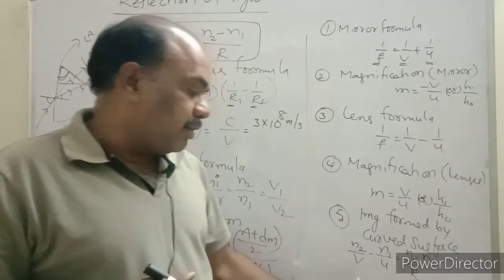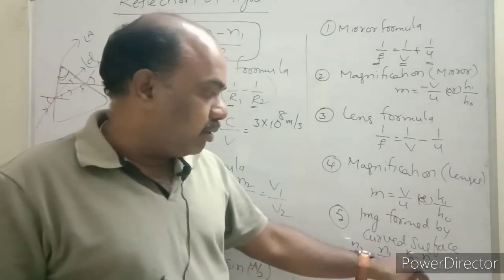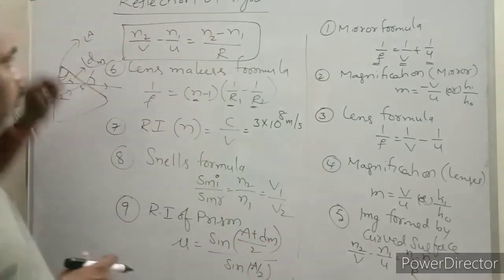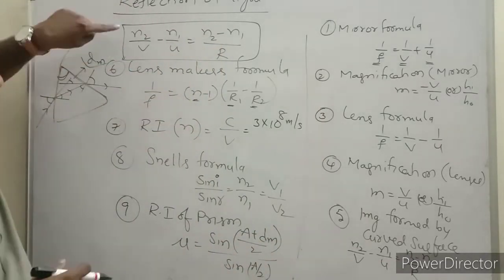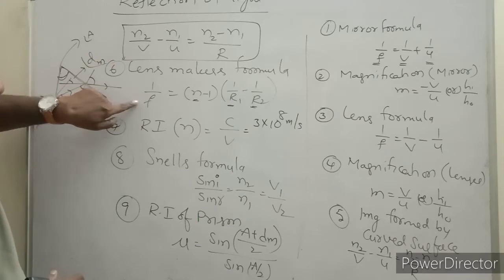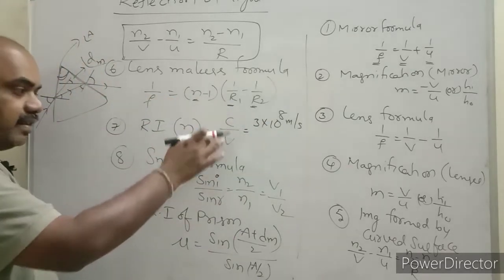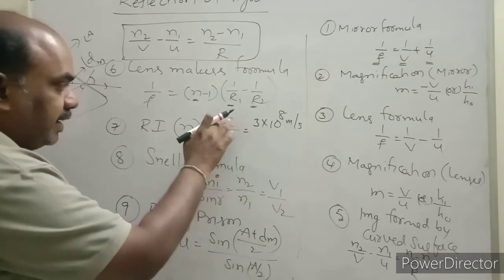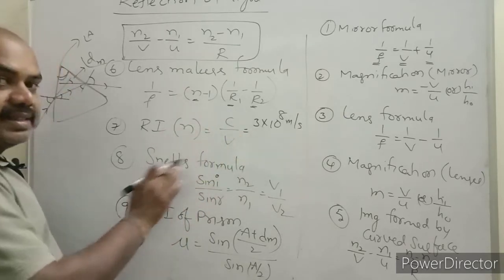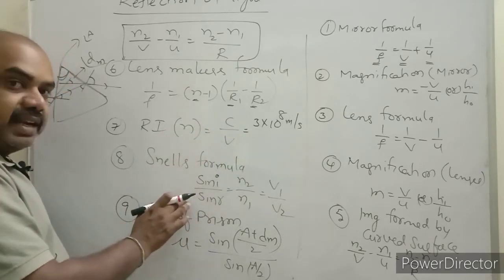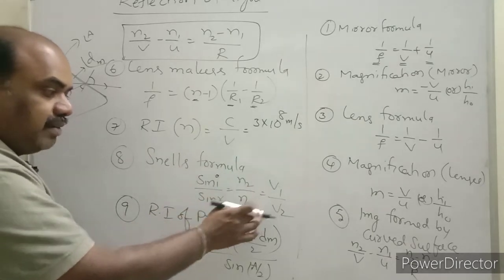Image formed by curved surface, n2 by v minus n1 by u is equal to n2 minus n1 by r. Lens maker's formula: 1 by f is equal to n minus 1 into 1 by r1 minus 1 by r2. Refractive index is equal to c by v, that is equal to speed of light in vacuum by speed of light in medium. Snell's formula: sin i by sin r is equal to n2 by n1, that is equal to v1 by v2.